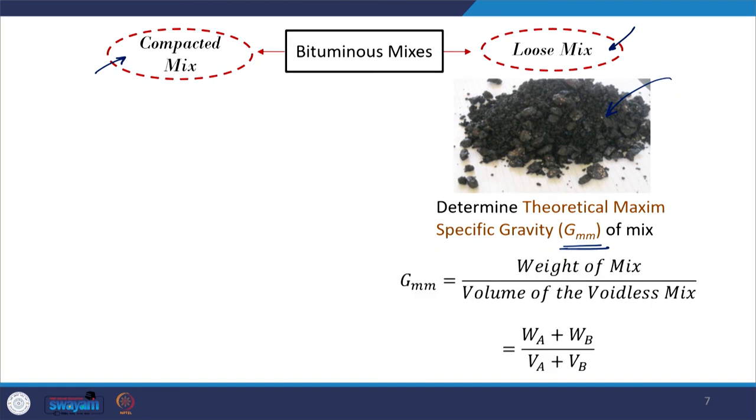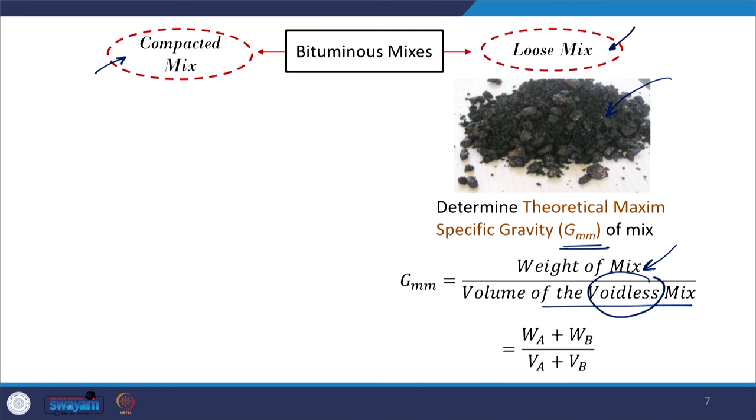So, what is the definition of GMM? Of course, it is weight per volume, but what is that volume? This is the volume of the voidless mix and this is the weight of the mix. So, it is the weight of the total material divided by the volume of the voidless mix, which means I am not considering those voids which are between the individual particles.